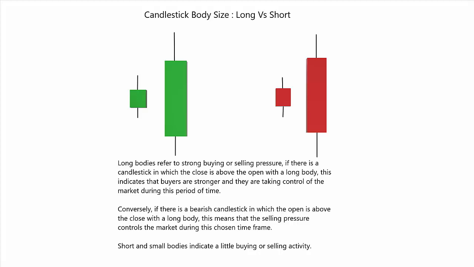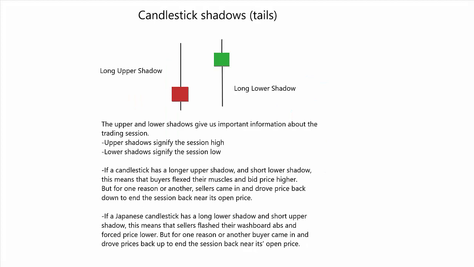Short and small bodies indicate little buying or selling activity. The upper and lower shadows give us important information about the trading session. Upper shadows signify the session high, lower shadows signify the session low.